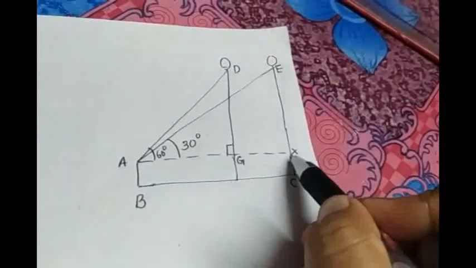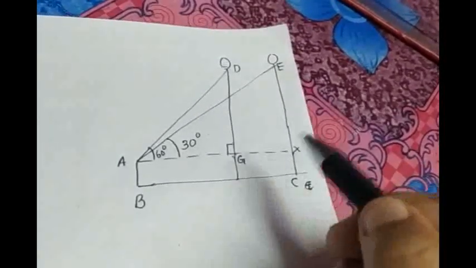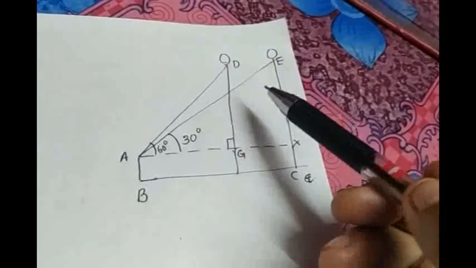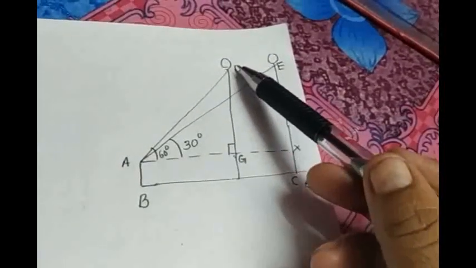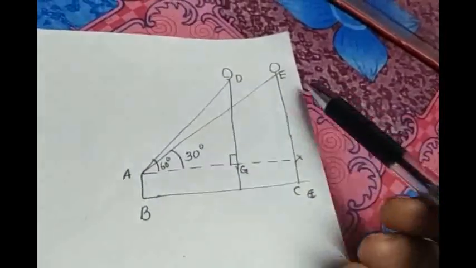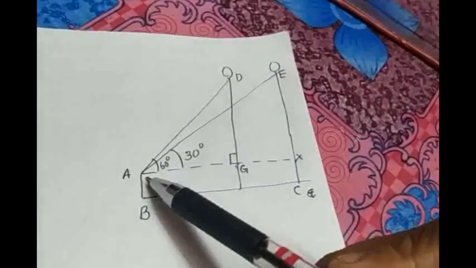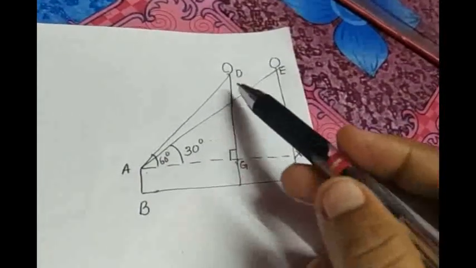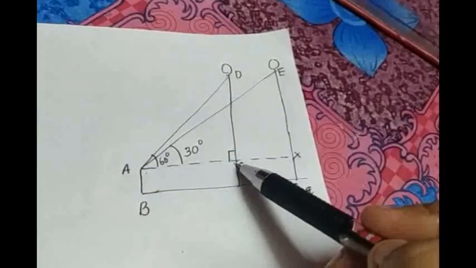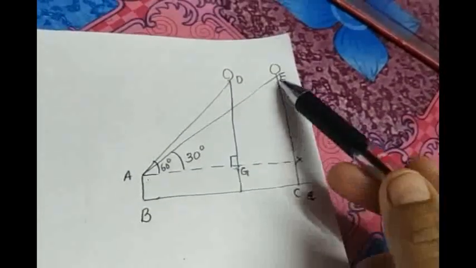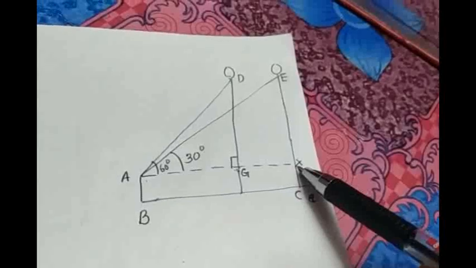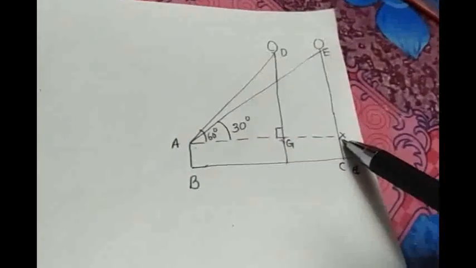To find the length of GX, before finding the length of GX, consider which two triangles we can consider. One triangle is triangle DGA and the second one is triangle EXA. In that triangle, we need the length of DG. The length of DG is the same as the length of EX. Why? Because it is given in the question that the balloon is traveling horizontally.